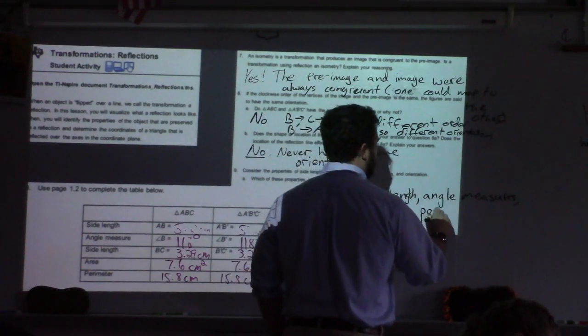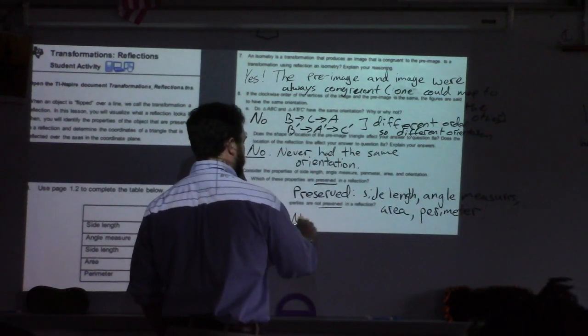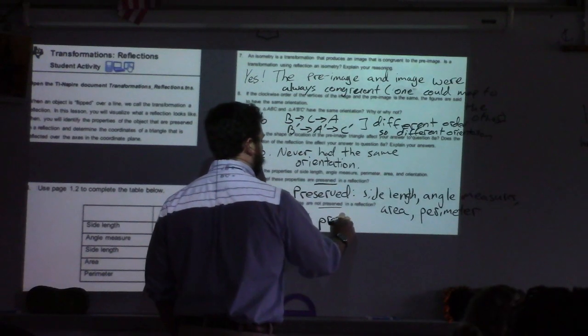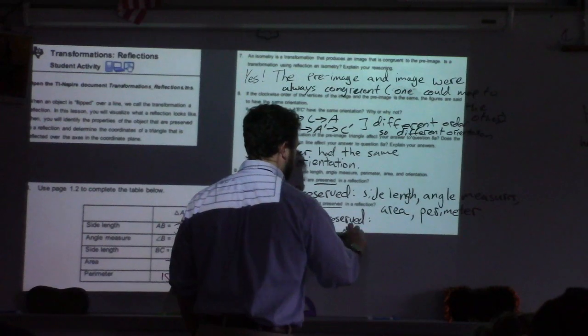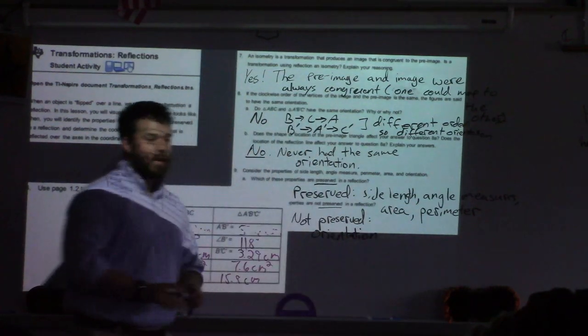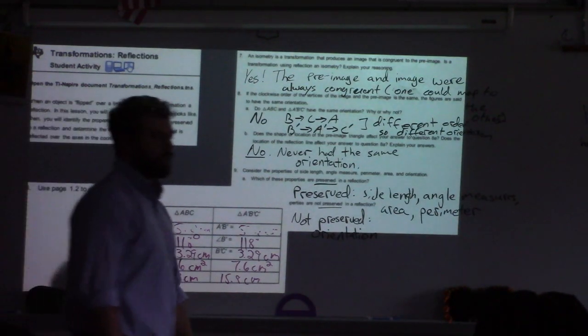So what didn't stay the same? The orientation. That's the only thing, so orientation is not preserved. In a reflection, the only thing that is not kept the same is the orientation. Everything else is the same, which makes sense because the images are congruent to each other. Their side lengths, the angle measures, the area, the perimeter all have to be the same. The orientation is not the same.